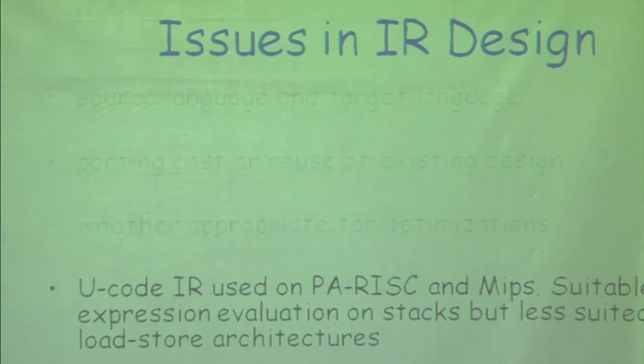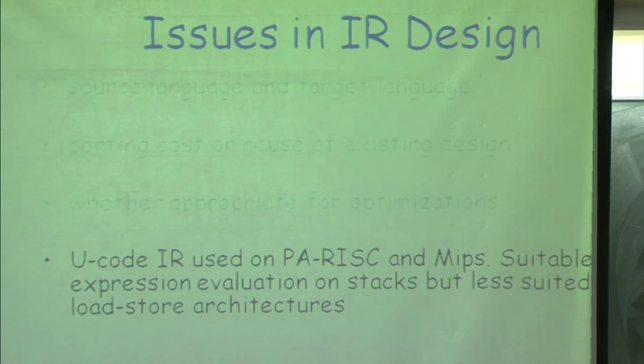So this is just a summary. Here is a small example. This example may not be usable in current machines, but historically it exposes the kind of IR design which went in and how people were able to address these issues. At some point of time, there was an IR called UCode, and I'll give you examples of many IRs. UCode was based on PA-RISC, an architecture used by HP, and also on MIPS, which was used by SGI at some point of time. These are two very high-end servers, and this particular IR was suitable for a stack machine. Now, what's a stack machine?